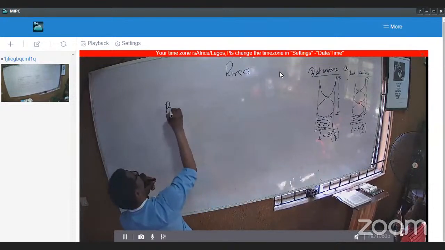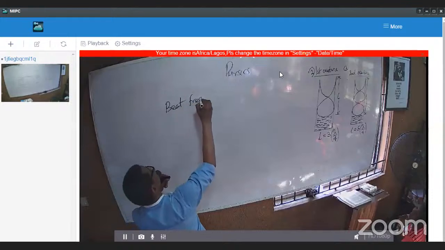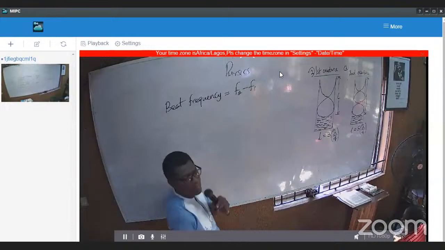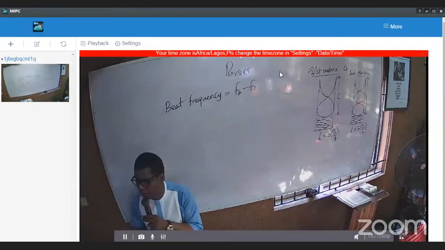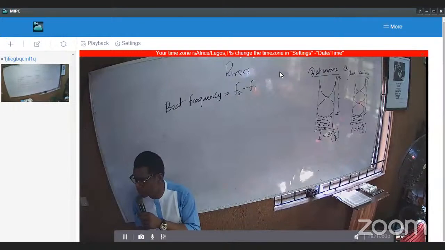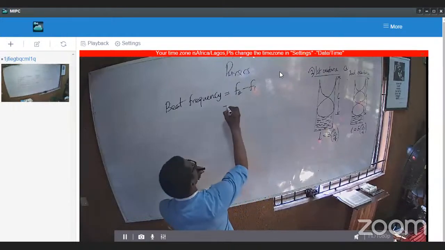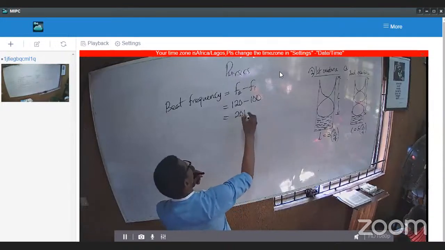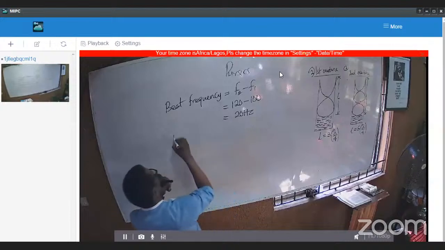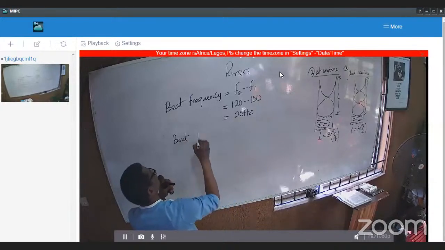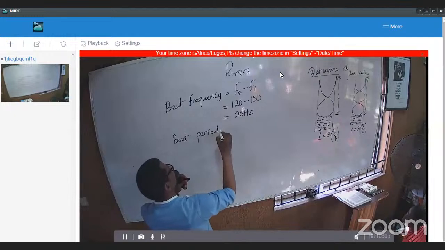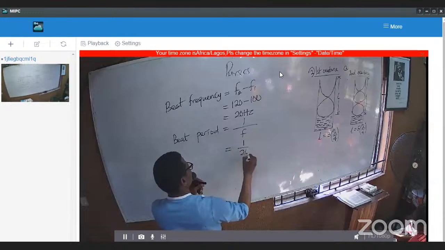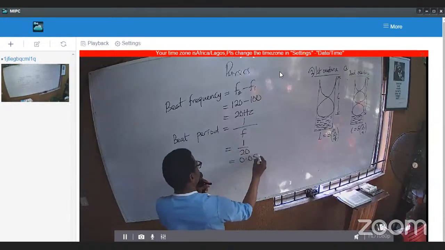So now write the next line: beat frequency first. Beat frequency is F2 minus F1. That's beat frequency, the bigger value minus the smaller value. Class, what's the bigger value? 120. What's the smaller value? So what's the beat frequency? 20 hertz. Is that what they're asking you to find? What are we looking for? Beat period. Class, what is period? 1 over f. That's 1 over beat frequency. So 1 over 20. So what's the answer? 0.05.